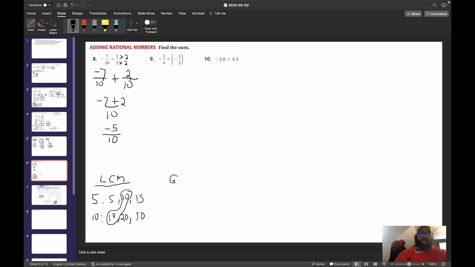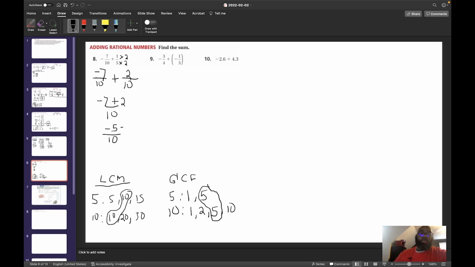Now let's come over here and find the greatest common factor between 5 and 10. So what are the factors? Okay. What are the factors of 5? Well, 1 and 5, that's it. What about 10? Well, we got 1 and 10. Then we also have 2 times 5, right? So the greatest common factor is 5. 5 is on both those lists.